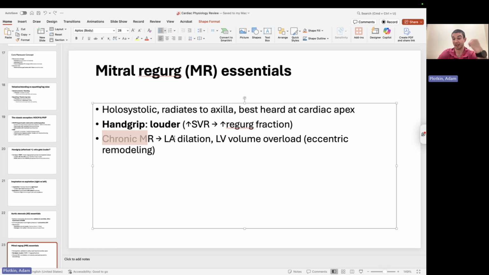Chronic mitral regurgitation can lead to left atrial dilation and left ventricular volume overload, right? When that fluid backs up, it's got to go somewhere. If it's not going forward, it's going backwards. It can get into the left atrium and cause left atrial dilation. Eventually, when the left atrium gets too big, fluid can move back into the pulmonary venous system and into the pulmonary capillaries. If we increase the hydrostatic pressure, fluid can pop out of these vessels and cause pulmonary edema, okay?